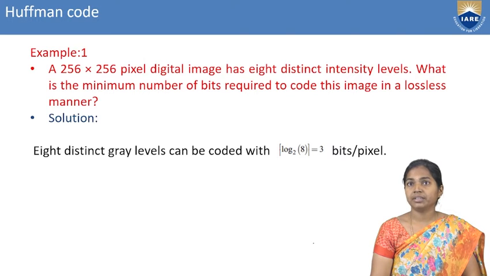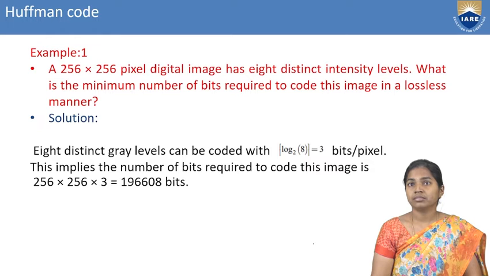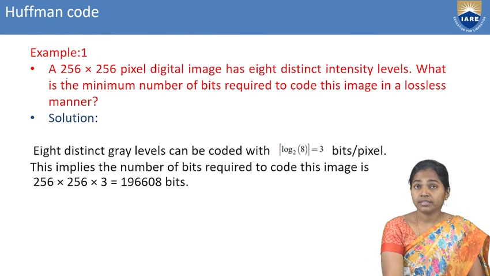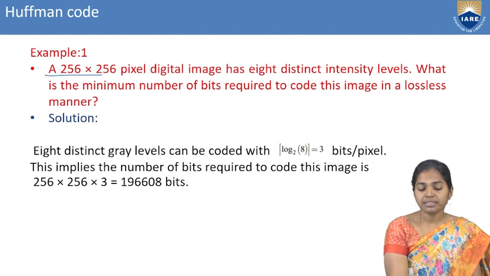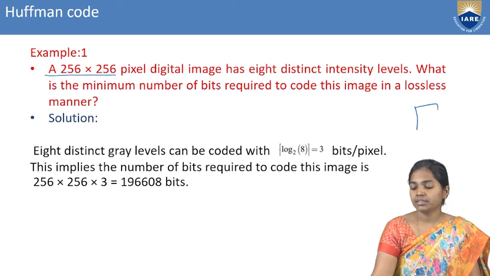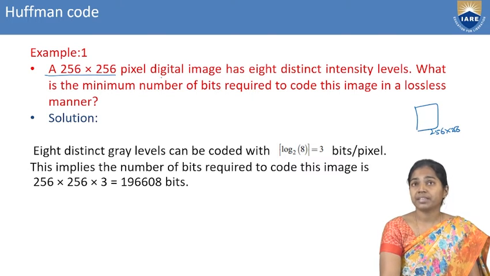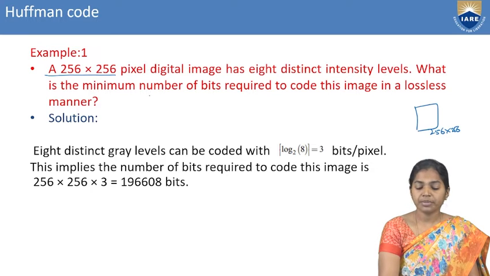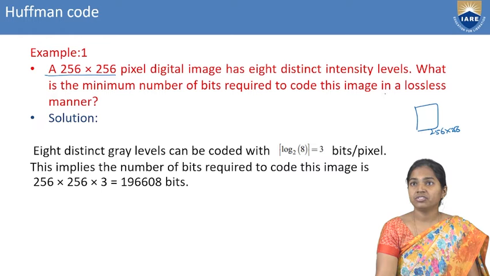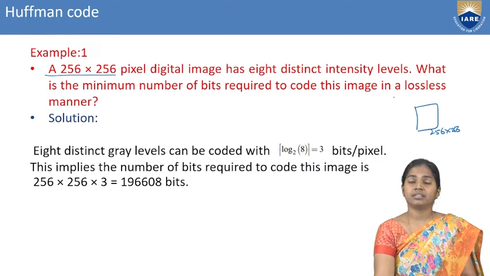And one more example here. The image size is 256 into 256 pixels. The digital image has 8 distinct intensity levels. What is the minimum number of bits required to code this image in a lossless manner?